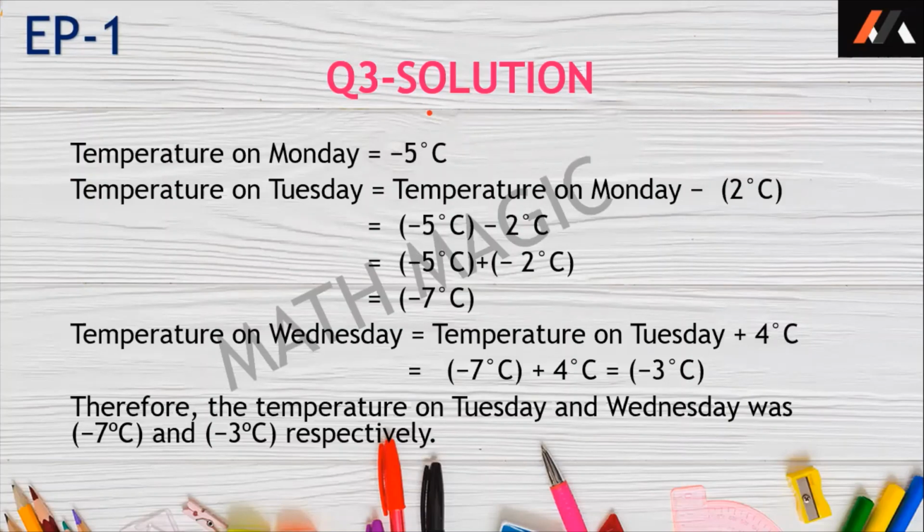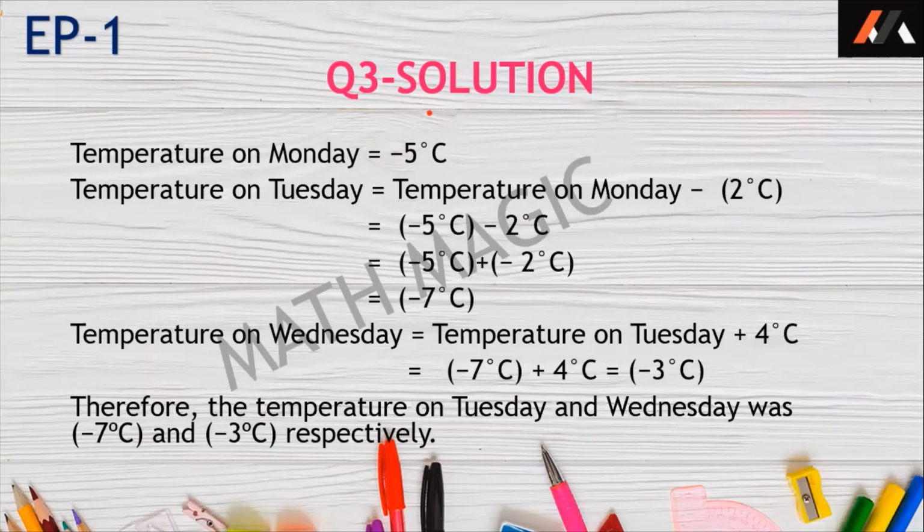This is a reverse of the rule of integers, that is plus into minus is minus. Instead of that minus symbol, we represented it by plus into minus. Therefore, minus 5 degrees Celsius plus minus 2 degrees Celsius is equal to minus 7 degrees Celsius. This was the temperature on Tuesday.